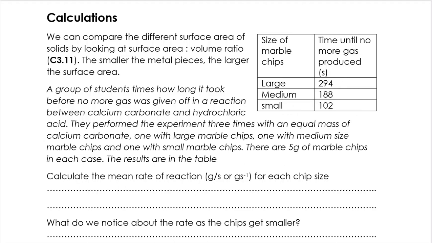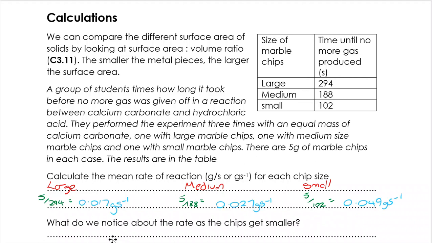Now, in the previous video, we looked at mean rate of reaction and also specific rate of reaction at a specific time. Mean is the overall rate. So I've got my mass, 5 grams, divided by the time it took. 5 over 294, 5 over 188, 5 over 102. Let's actually do those calculations and we can see 0.017 grams per second, 0.027 grams per second and 0.049 grams per second.